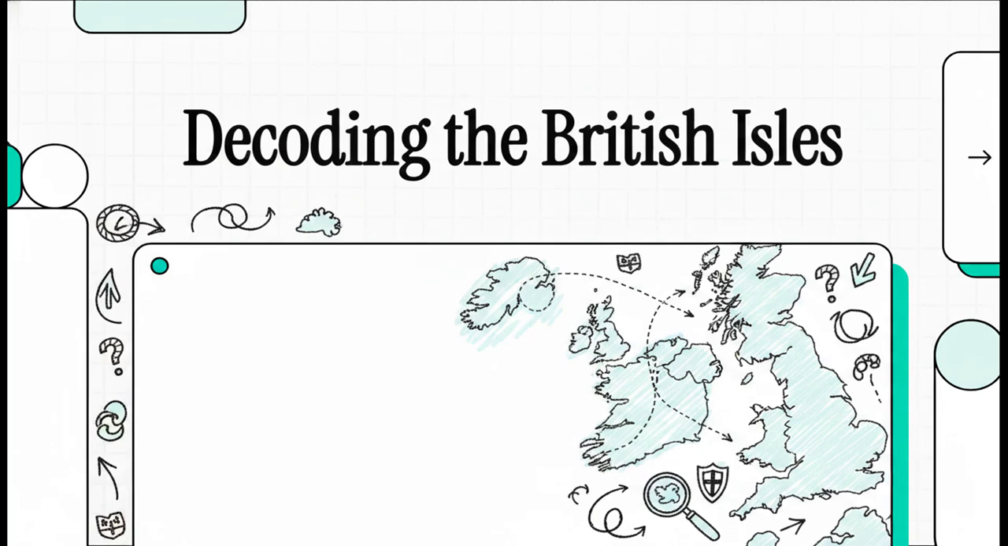Welcome to this explainer. Today, we are going to untangle the incredibly confusing terminology used for those islands sitting just off the northwestern coast of continental Europe. If you've ever found yourself pausing mid-sentence, wondering if you're actually using the right word for the right country, or island, or kingdom, well, trust me, you are definitely not alone.